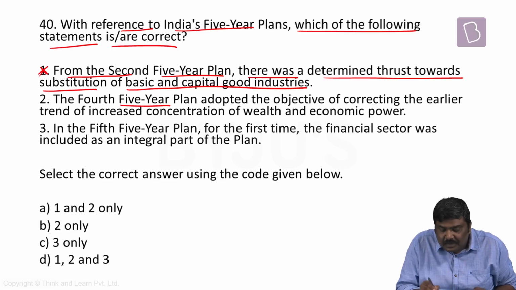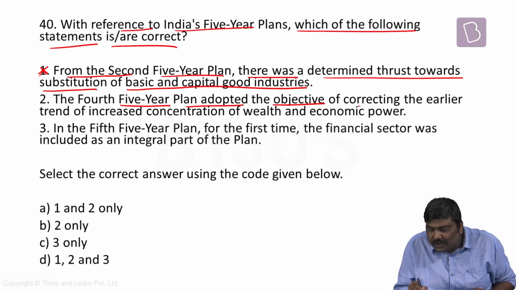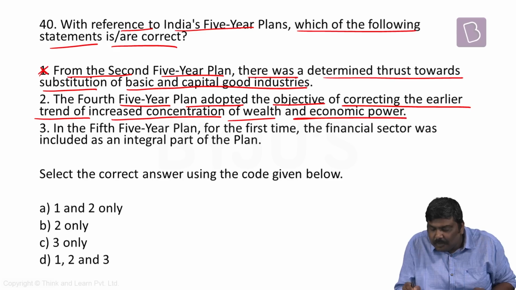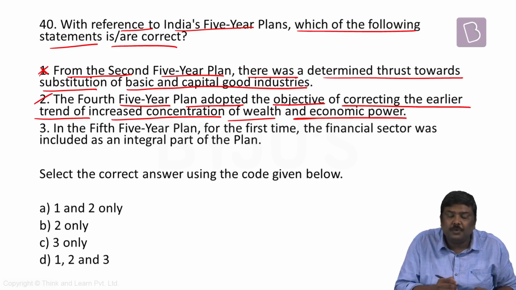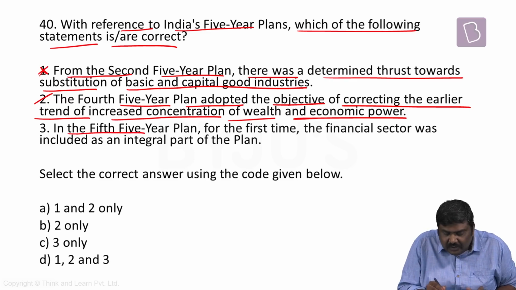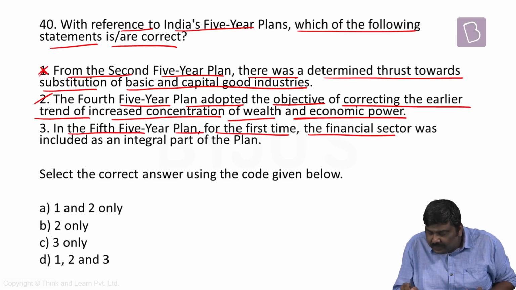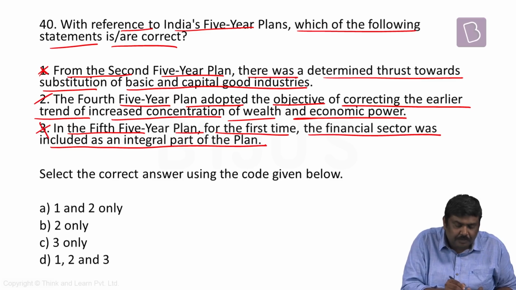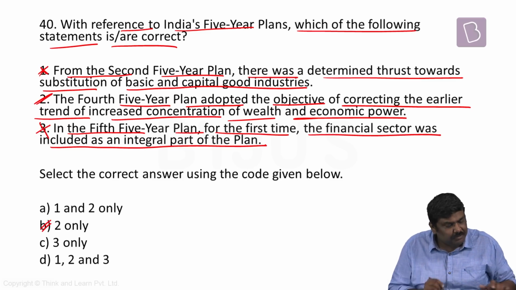Fourth 5-year plan adopted the objective of correcting the earlier trend of increased concentration of wealth and economic power. Yes, it's true. Third point, in the fifth 5-year plan, for the first time, the financial sector was included as an integral part of the plan. No, this is wrong. So only the second statement is correct. Right option will be option B.